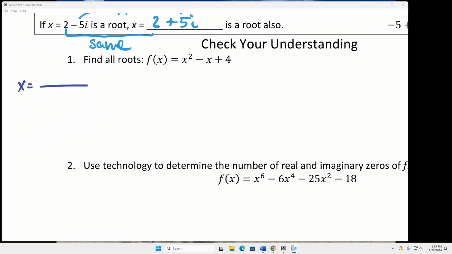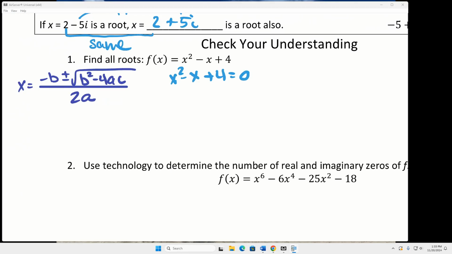x equals the opposite of b plus or minus the square root of b squared minus 4ac, divided by 2a. All right, and we want x squared minus x plus 4 to equal 0. So you guys jot down what a, b, and c are, please.